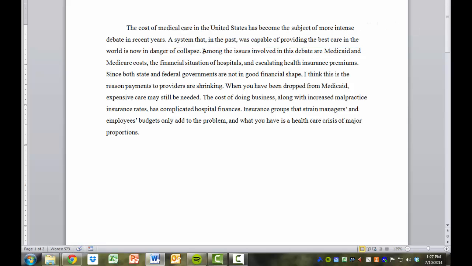In the next sentence, the writer returns to the original third-person point of view of the paragraph and writes of the issues, some of which include Medicaid and Medicare costs, the financial situation of hospitals, and escalating health insurance premiums. Again, these can be referred to as they.